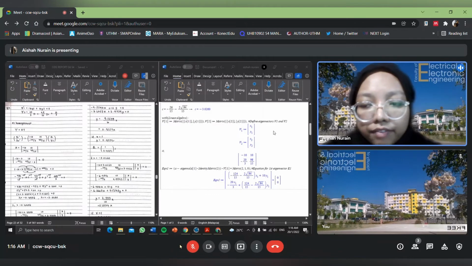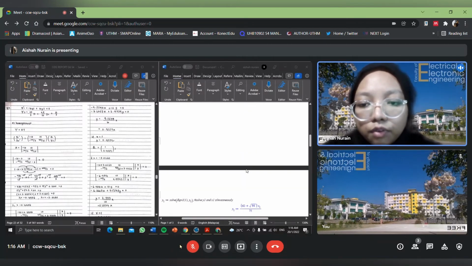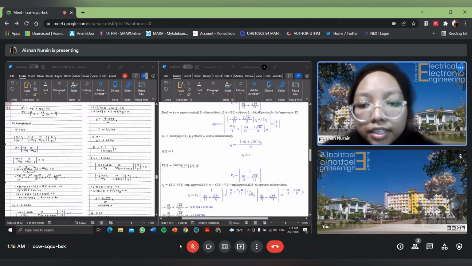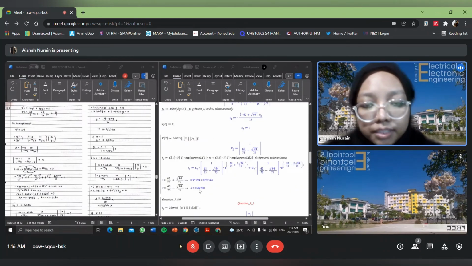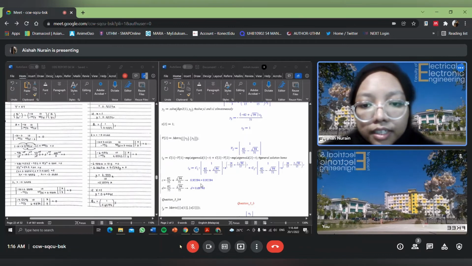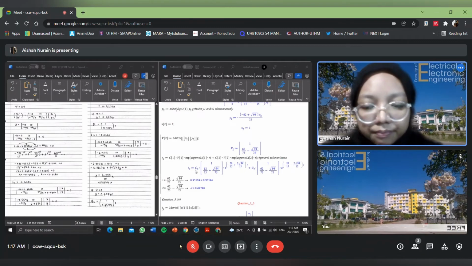Then I need to define eigenvectors for V1 and V2. I also got the value for V1 and V2 in fraction, but I change it to decimals. Then the value that I get in simulation is also the same as in the manual calculation. Then I put all the values in terms of the general equation of the homogeneous system.